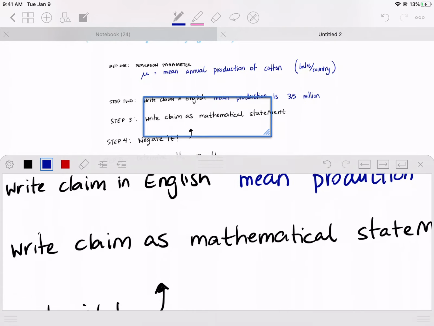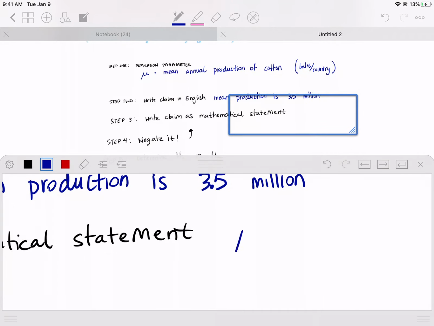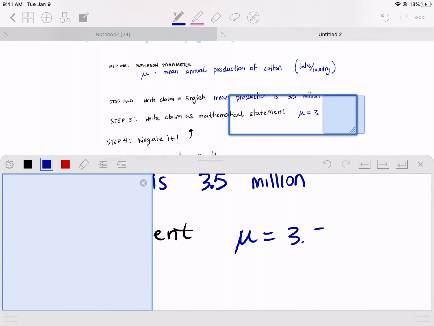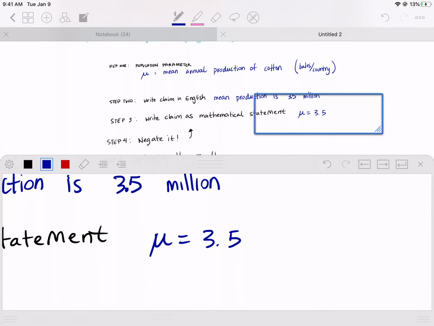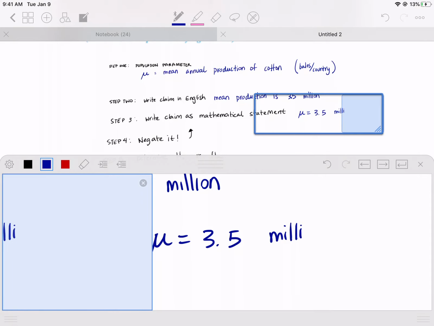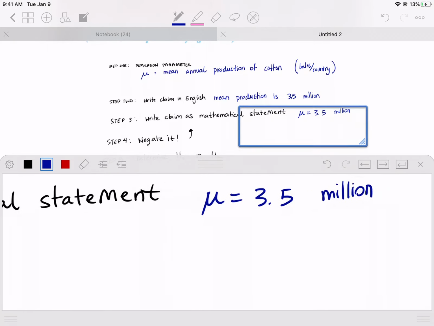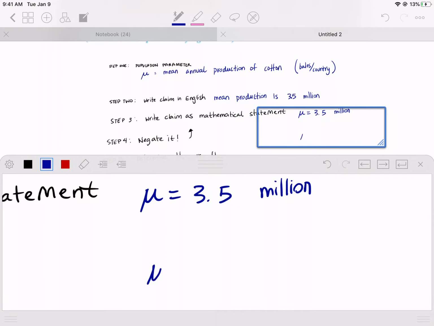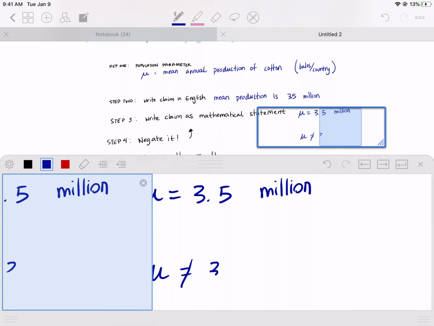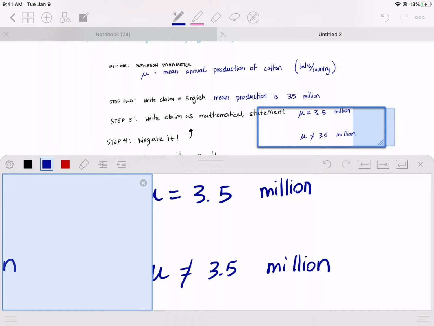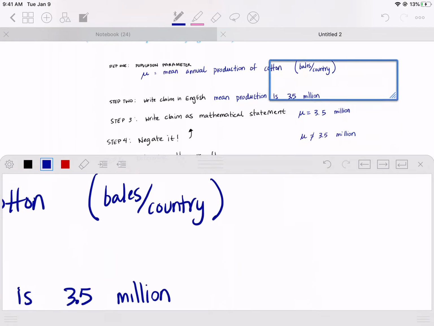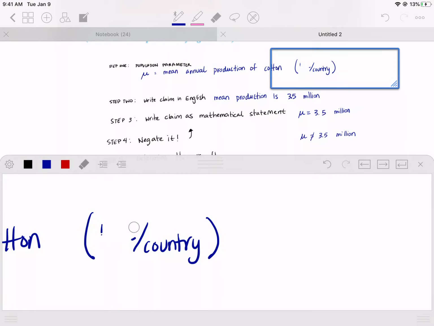All right, write the claim as a mathematical statement. That's just going to be mu equals 3.5 million. Now, to negate it, the negation is going to be mu is not equal to 3.5 million. And you could write 3.5 and assume that your units are actually millions of bales per country.